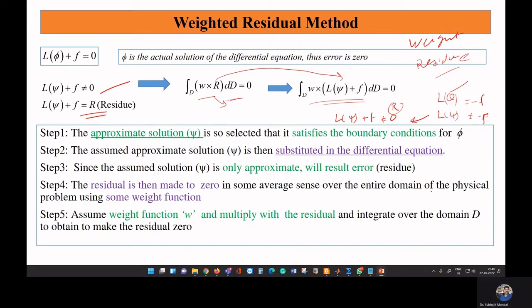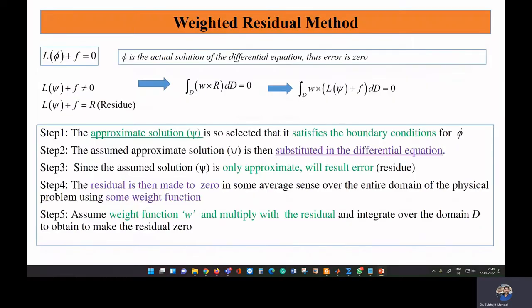Now here in the weighted residual method, we have to follow some steps. Following the steps, we will understand how we can work with the weighted residual method. So what do we have to do? We have to assume a trial function. Here we are assuming psi. In some cases you will observe that we assume phi as a trial function, but here we are assuming a trial function or approximate solution. One more thing you have to remember: the approximate solution needs to satisfy the boundary conditions of the actual problem.